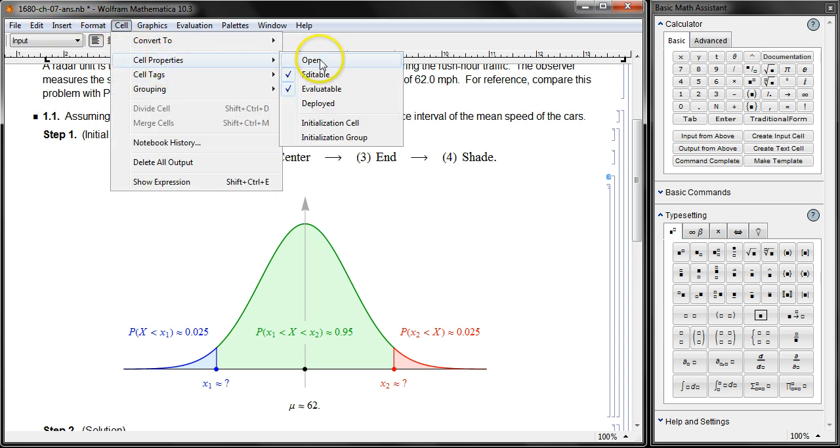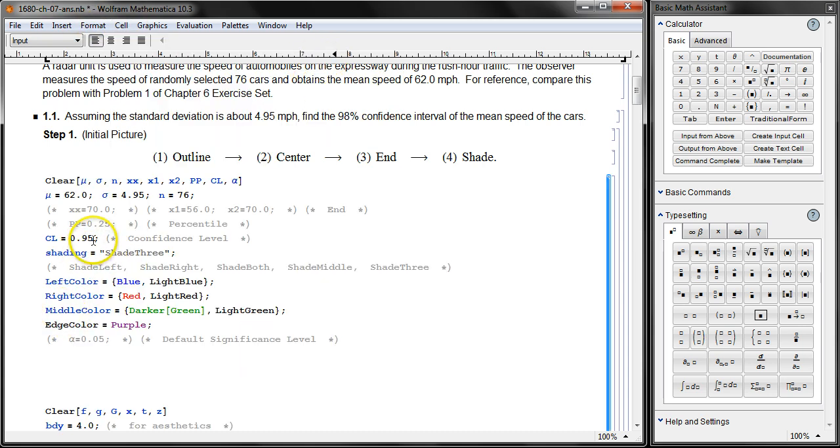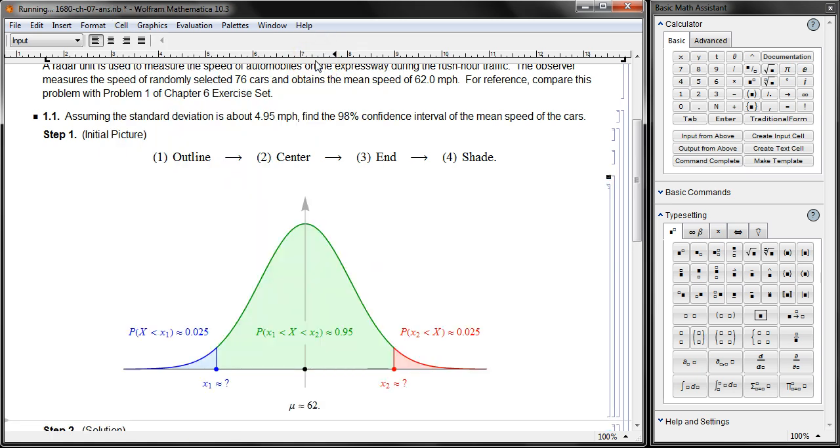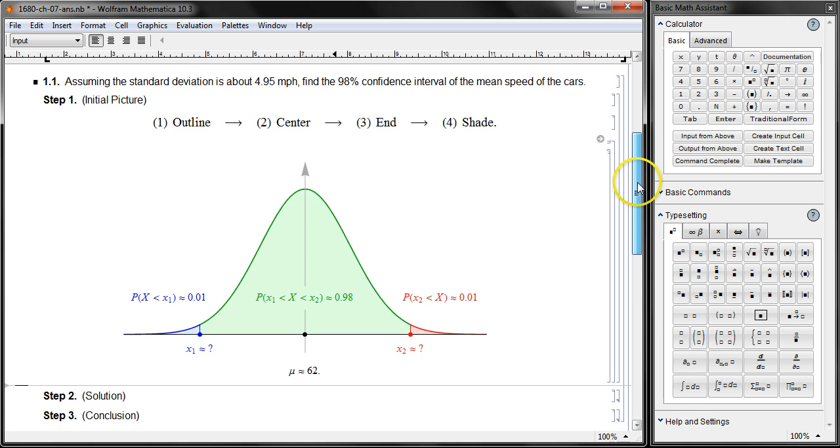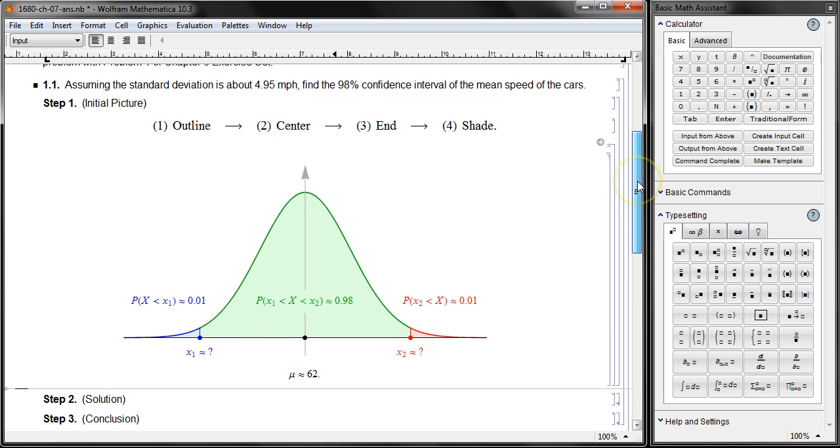So we want to change this confidence level to 98%. Okay, here we go. 98% in the middle, so 1% there, 1% there. And we are looking for, at this time, a 98% confidence interval. All right, we've done 95% confidence interval in previous videos, so let's do this very, very quickly.